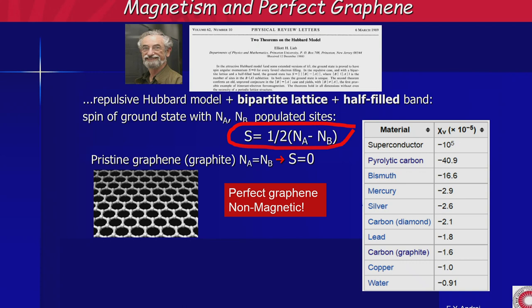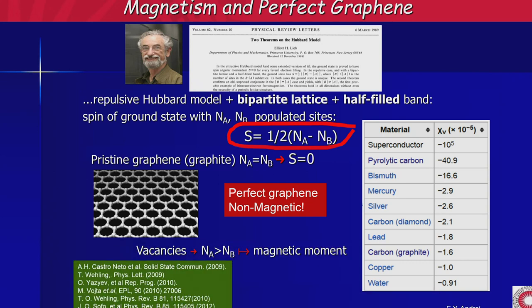Actually, it's kind of neat. Go Google diamagnetic materials and check which one of these satisfies Lieb's theorem. It's kind of fun. Many of them do, actually. Okay, so people woke up to Lieb's theorem, and then there were lots of theoretical papers that started to show, okay, if you have defects, if you have vacancies, you can make graphene magnetic.